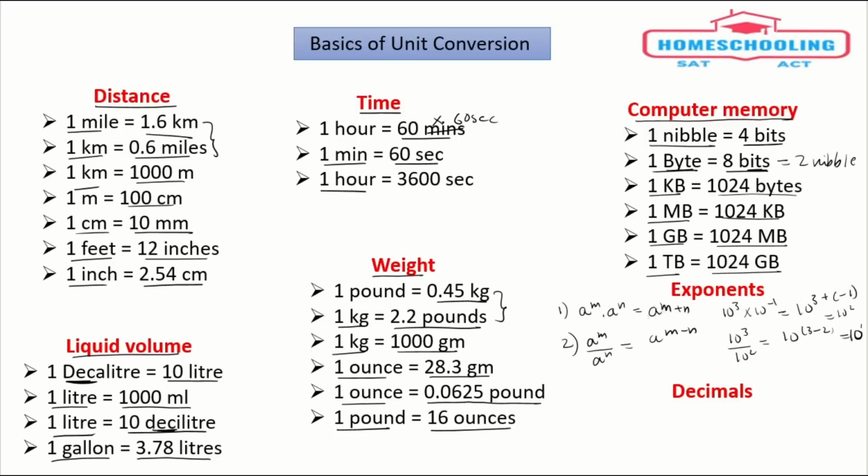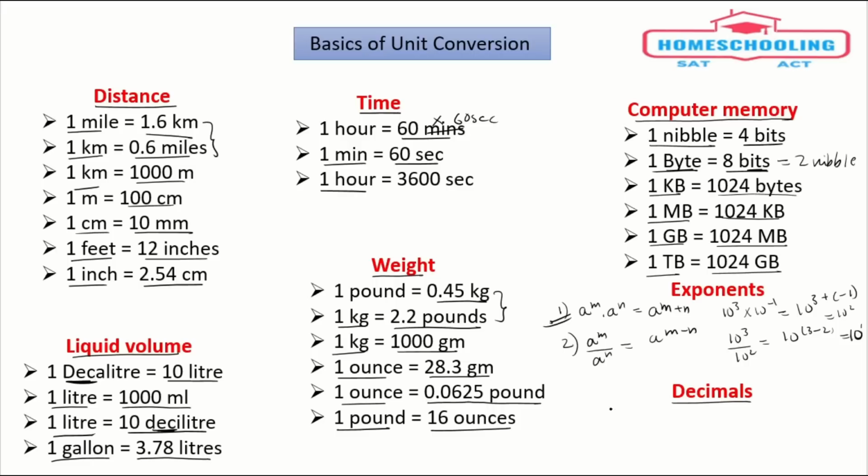So we have already covered these formulas in the exponent chapter, but here we are going to use only these two. a to the power m into a to the power n is equal to a to the power m plus n, and the second one, that is a to the power m divided by a to the power n, that is equal to a to the power m minus n. Here you have to remember a few concepts of decimal.